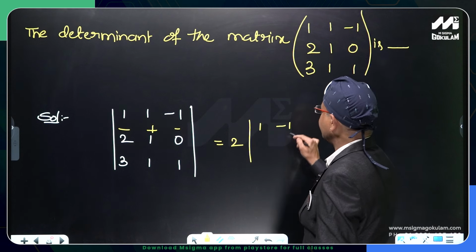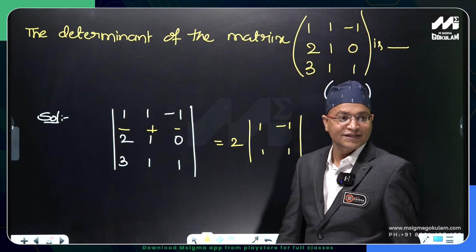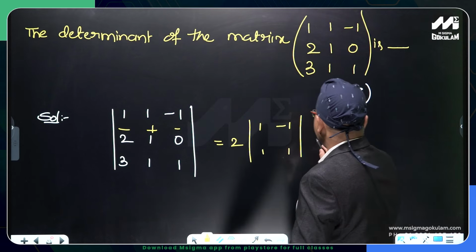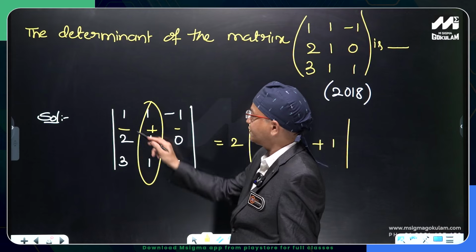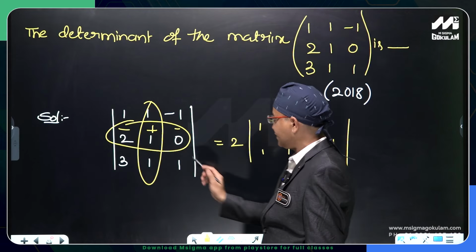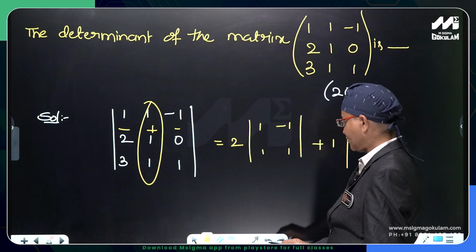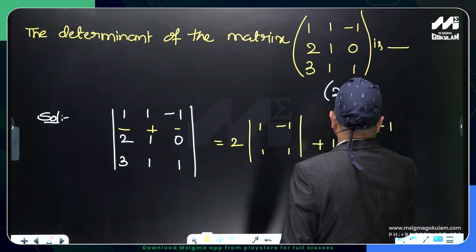1 minus 1, 1, 1. Next, this 1 into plus 1 into, remove that row and column, this column, this row, delete. Remaining 1 minus 1, 3, 1. That you have to consider.